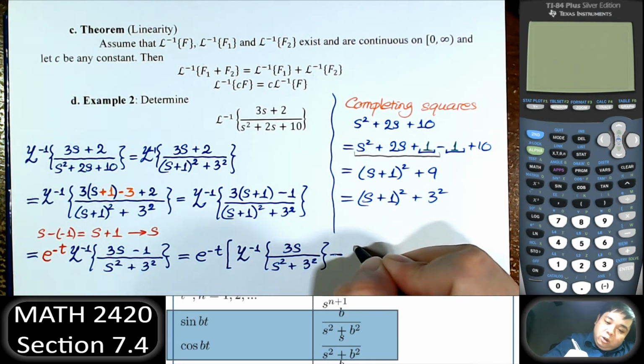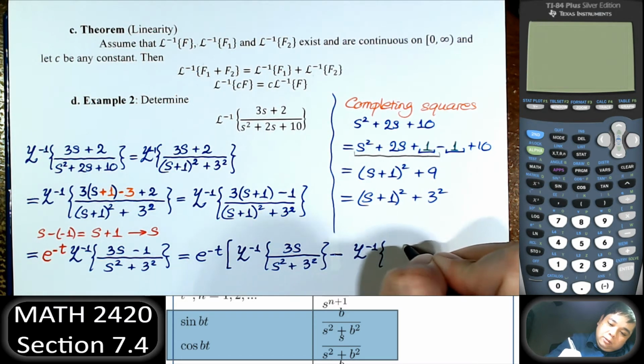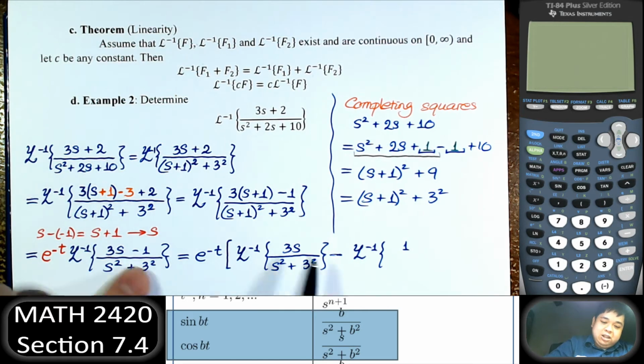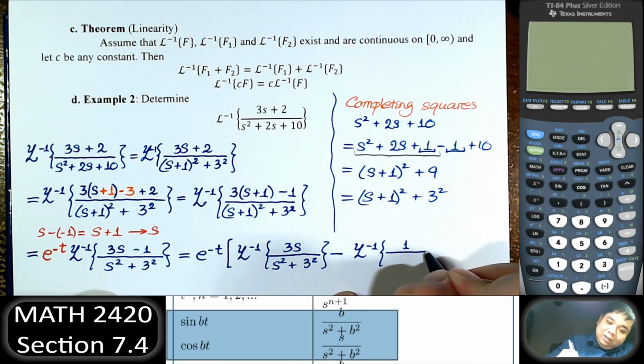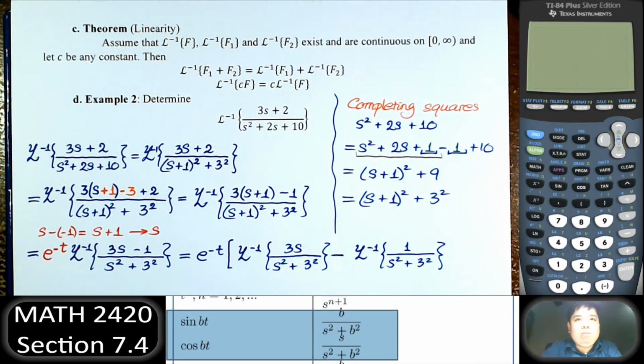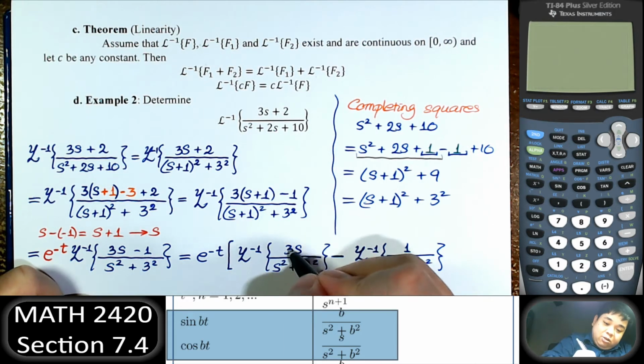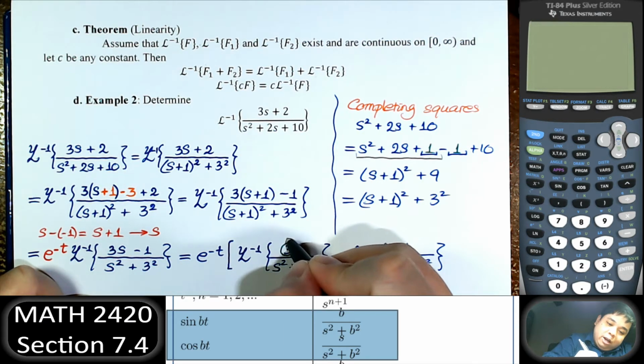Then split the 1. Right? 3s minus 1. Right, so that's good. Next, in the Laplace transform, if this is s, it's just s on the top, so we will take the 3 on the outside here.